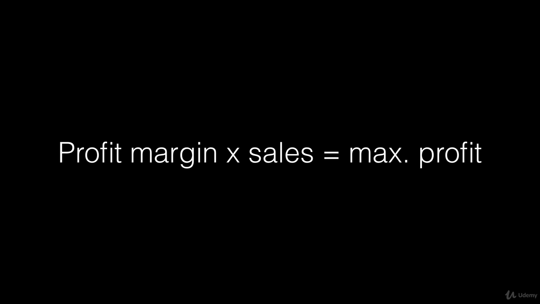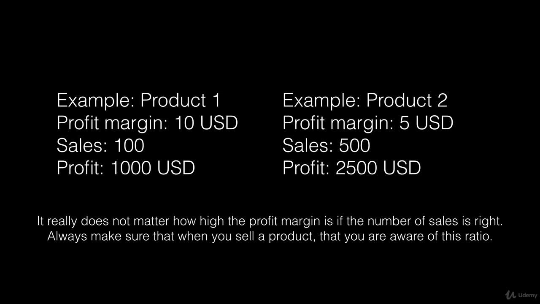So what we're going to do right now is have a look at an example. We have two products, product 1 and product 2. It doesn't really matter which kind of product this is. And this is also the kind of thinking that I want you to have. It doesn't matter which kind of products you sell. The only thing that really matters is, of course, what is the bottom line? How much money do you make with the product?